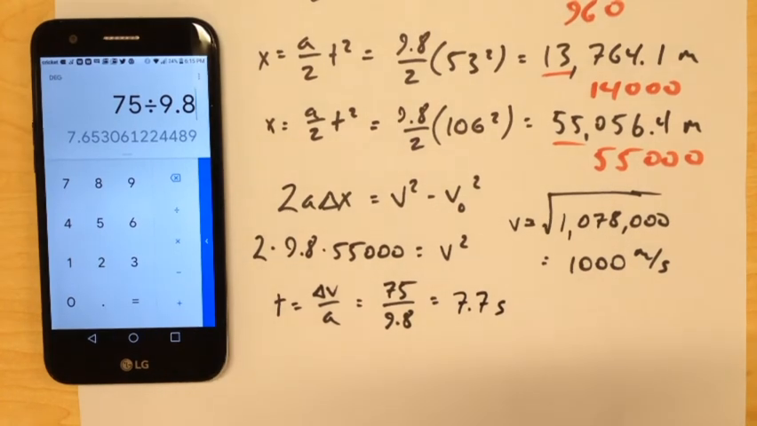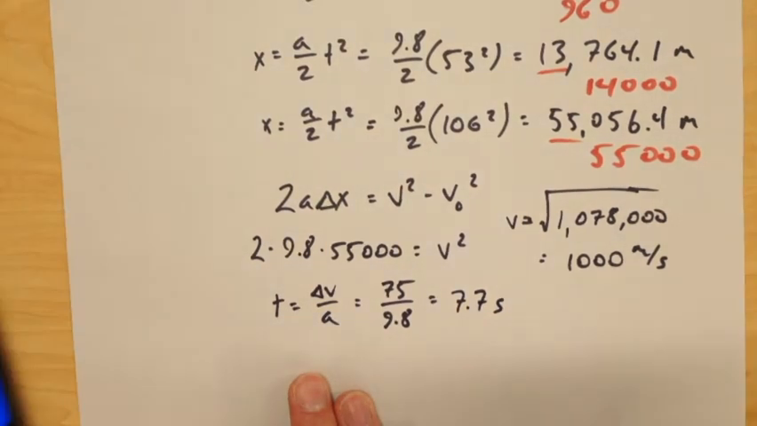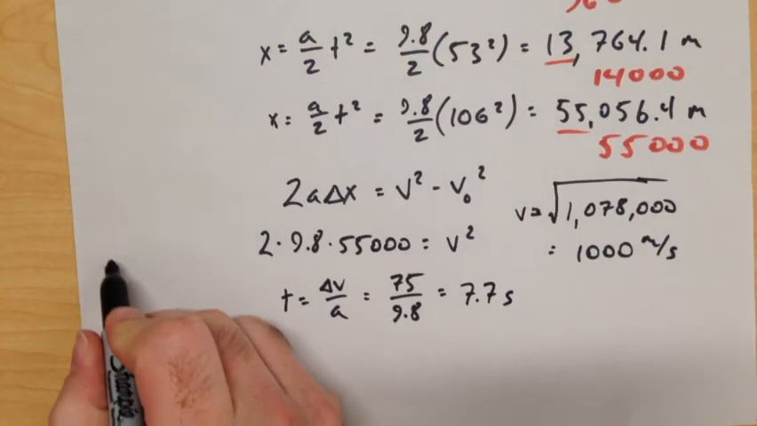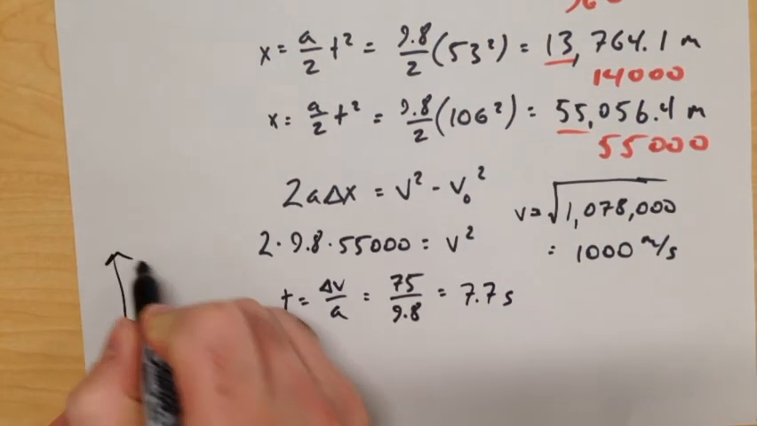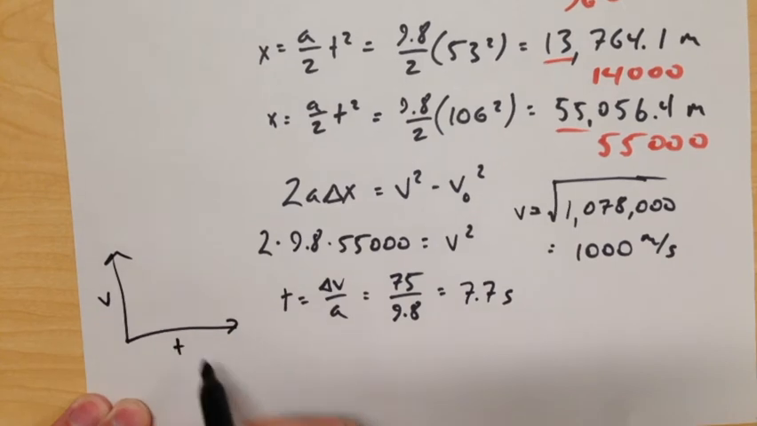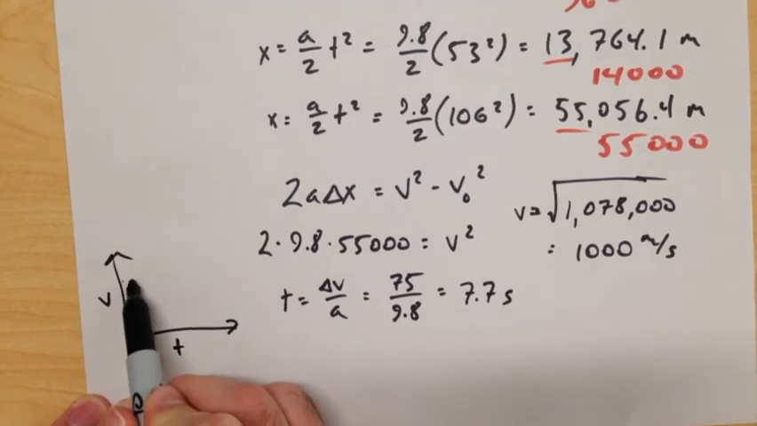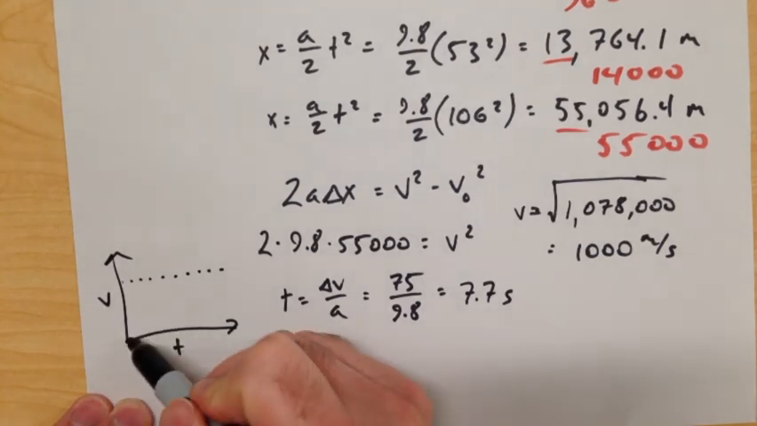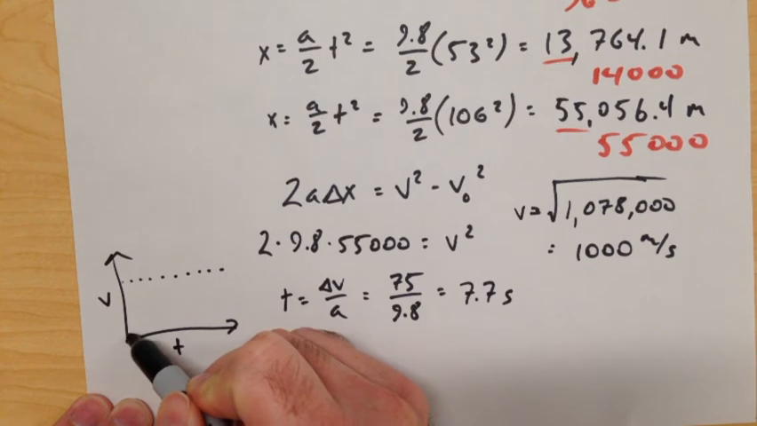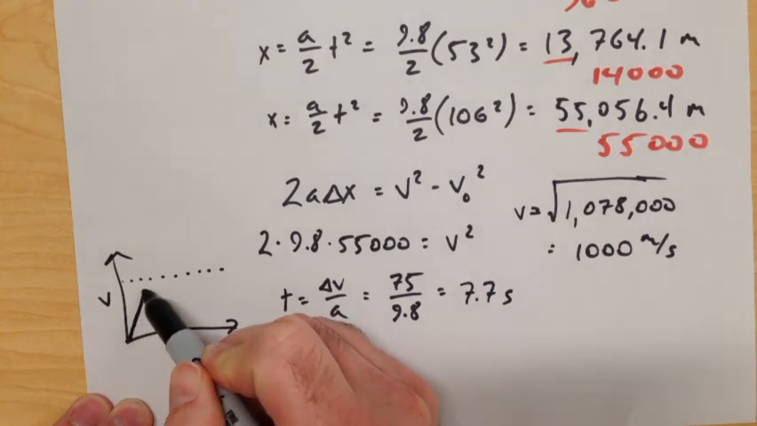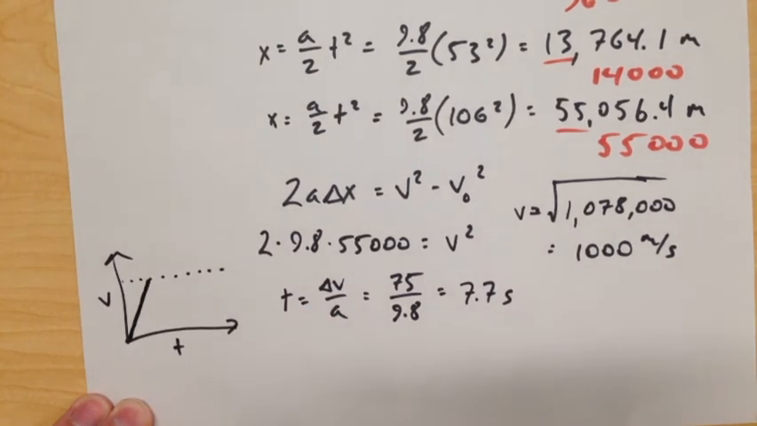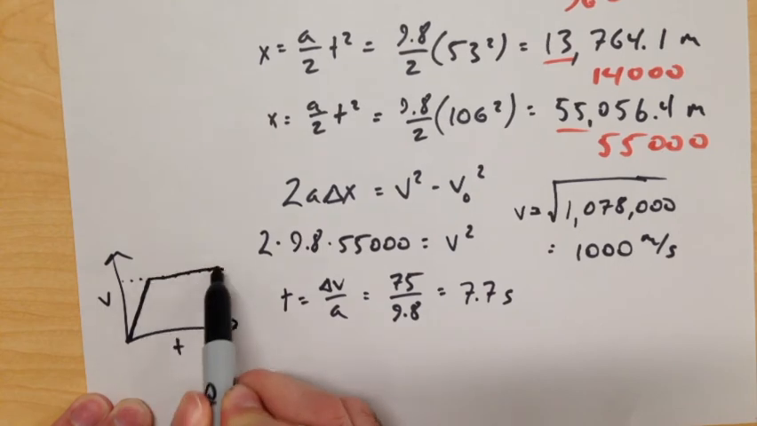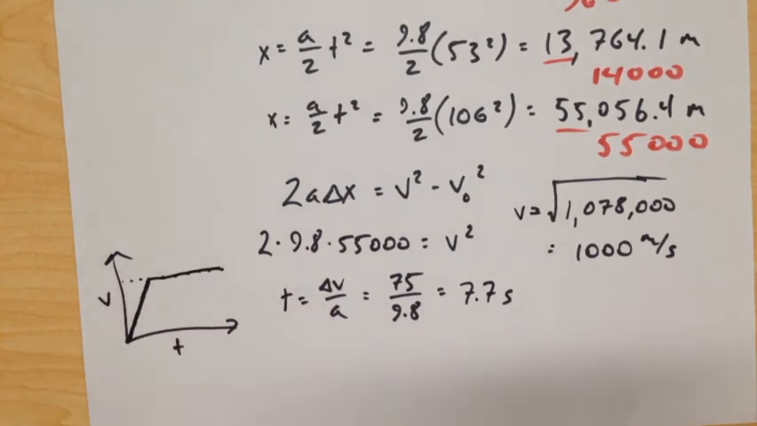Now, just a quick little word about realism here, if I could move the calculator out of the way. If we're looking at a chart here, velocity and time, let's say this is your terminal velocity. There's the 75 meters per second. This is assuming that you speed up in a straight line, that's your acceleration, and then once you hit terminal velocity, you just kind of flatline and stay there. That's not how it would really go.